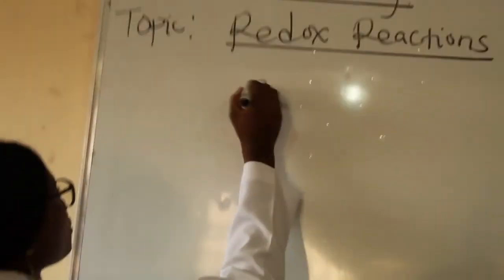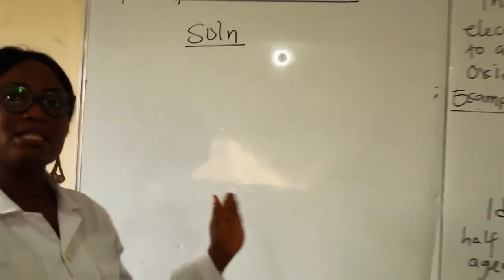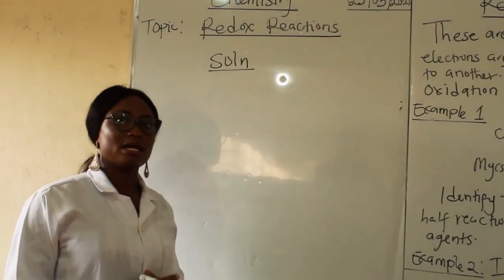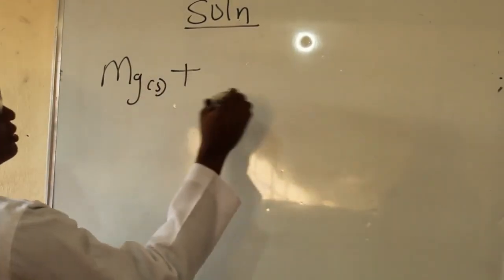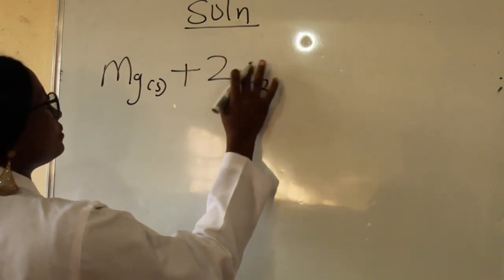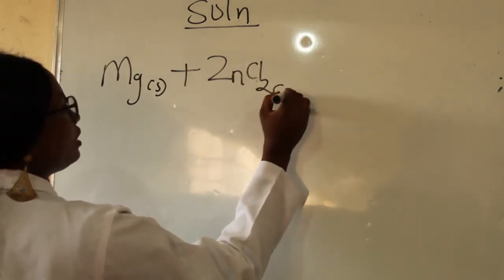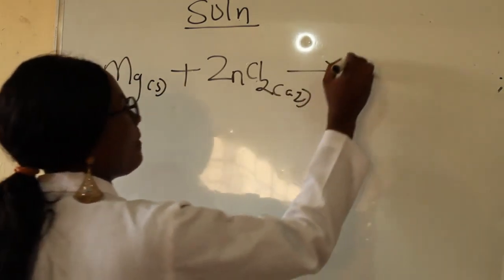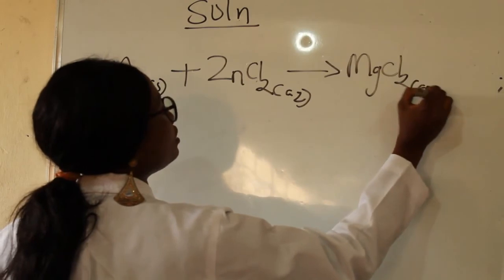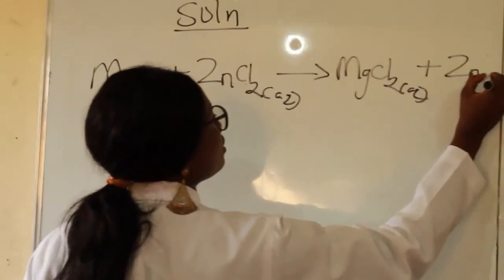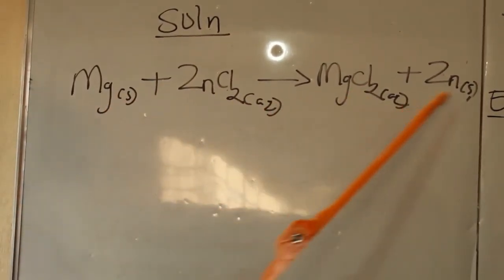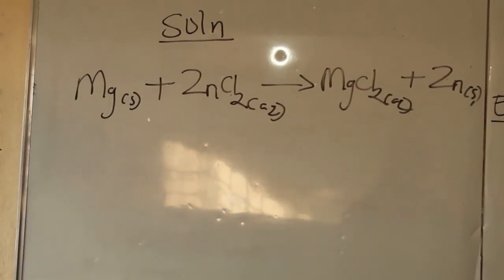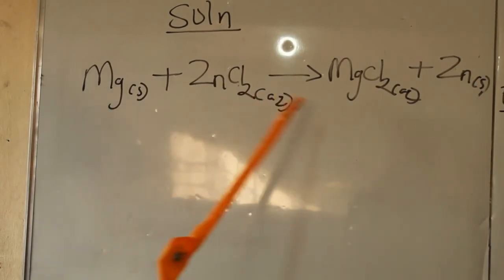Now the first one, we'll have the solution. First thing you will do is to write out the equation of the reaction. The equation is magnesium plus zinc chloride, in aqueous form, produces magnesium chloride, in aqueous form, plus zinc, which is solid. Of course you know that these symbols mean the state of the elements or compounds. So this is the reaction.